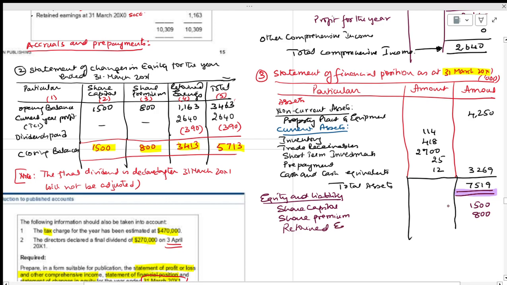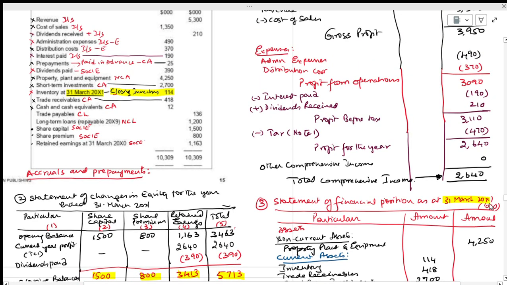Retained earnings. How much are the retained earnings? 3,430. Good. Okay. Total how much? Don't do it again. 5,713. Okay. Next. This is over.